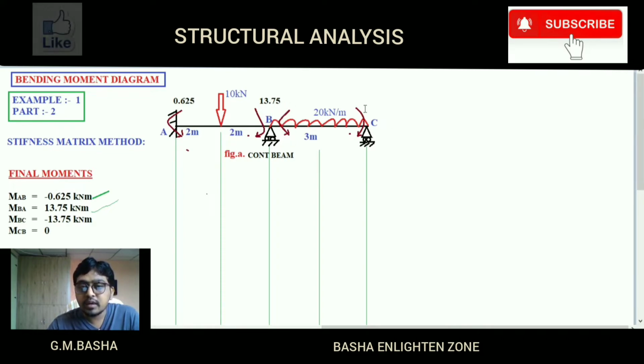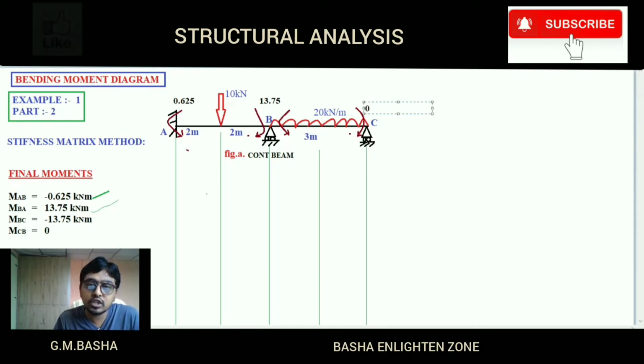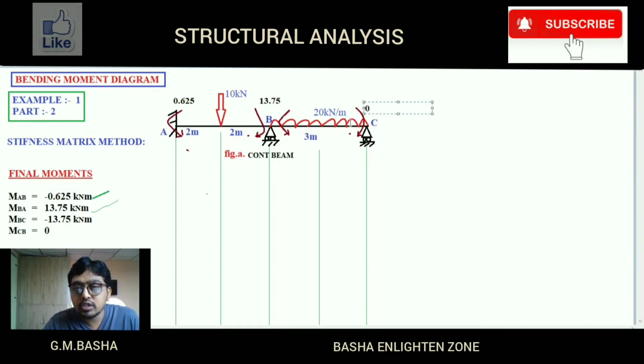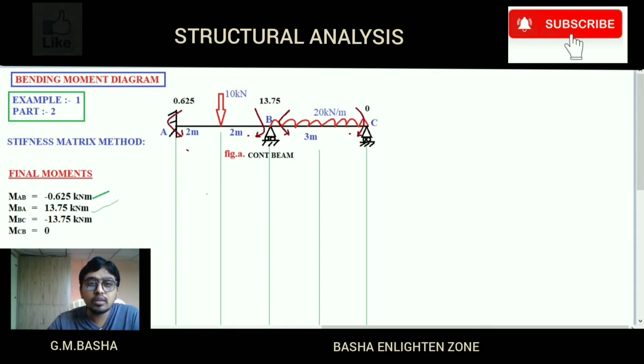And for MCB there will be 0, so no need to apply any moment here. For 0 there will be no moment, so you can remove this moment, or else you don't need to apply a moment here. Okay. Then based on this I will show how to draw the bending moment diagram.